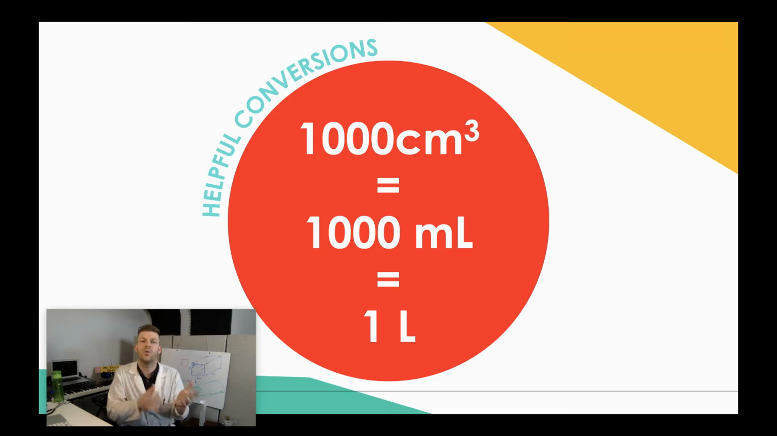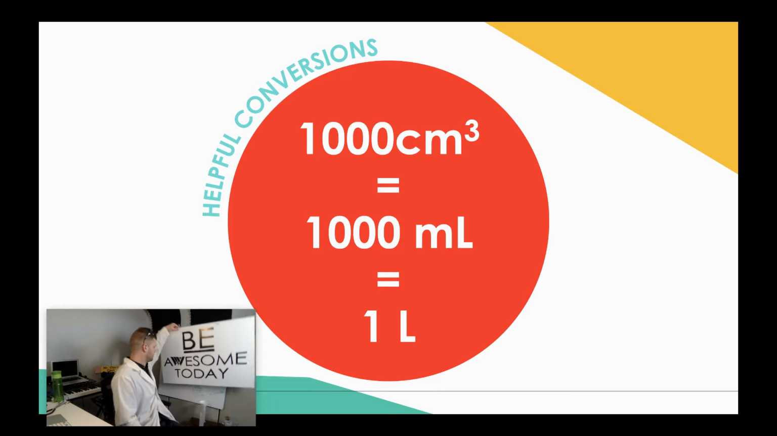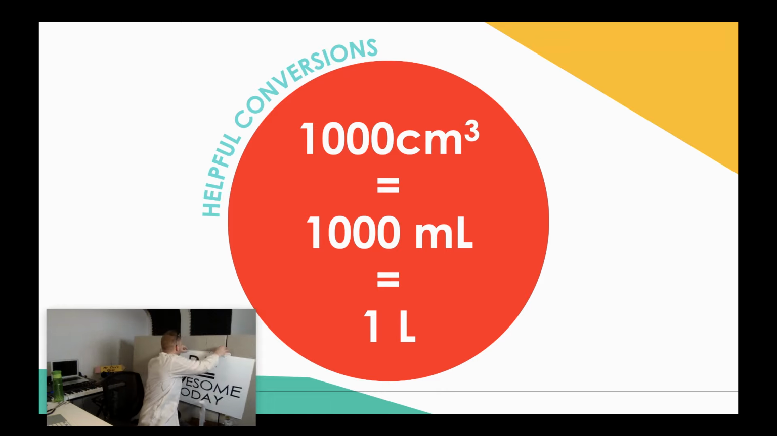You need to know that 1 liter equals 1,000 milliliters. That'll help you. And then we're also going to say that 1,000 centimeters cubed is equal to 1,000 milliliters, or another way of saying it, 1,000 centimeters cubed is equal to 1 liter. Write that down, type it up. I'll give you a second.